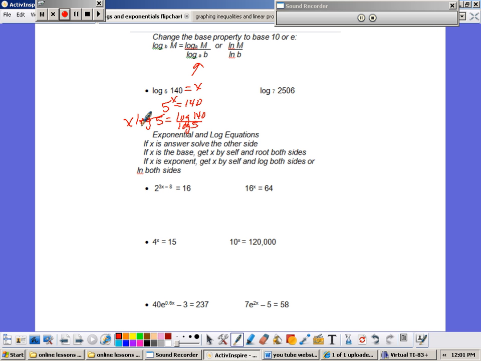The log of 140, don't forget to close the parentheses, divided by the log of 5 is approximately 3.07. Next, 7 to the x equals 2506. Bring the x out front, x log of 7 equals the log of 2506, so x equals the log of 2506 divided by the log of 7. Close that parentheses, and I can't emphasize that enough because people that don't end up getting definitely the wrong answer. It's approximately 4.02.